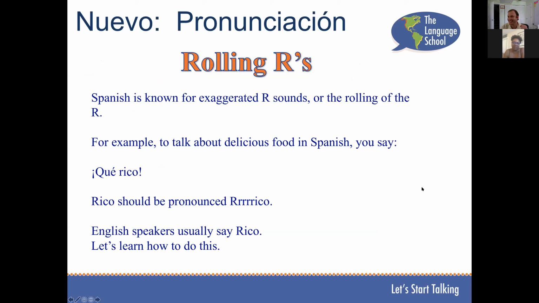Rico. Spanish is known for that exaggerated rolling R sound, okay? A lot of English speakers will just say rico. I mean, it's okay if you can't get it. But I always try and tell my students here, think positively. You know, our tongues don't work this way, but you can make it work this way. I did it, and I believe that everybody else is capable of doing this too, okay?